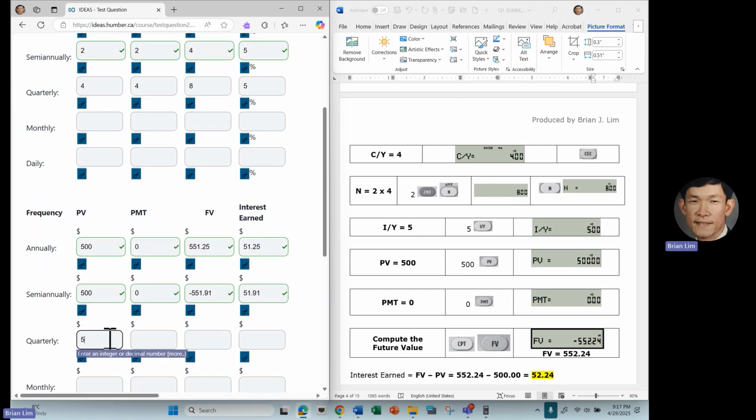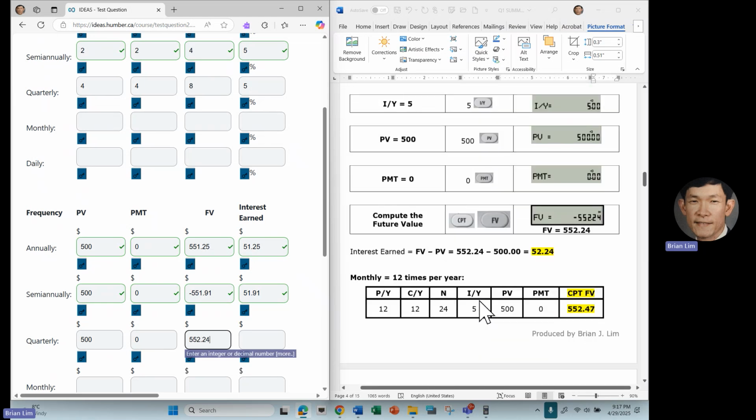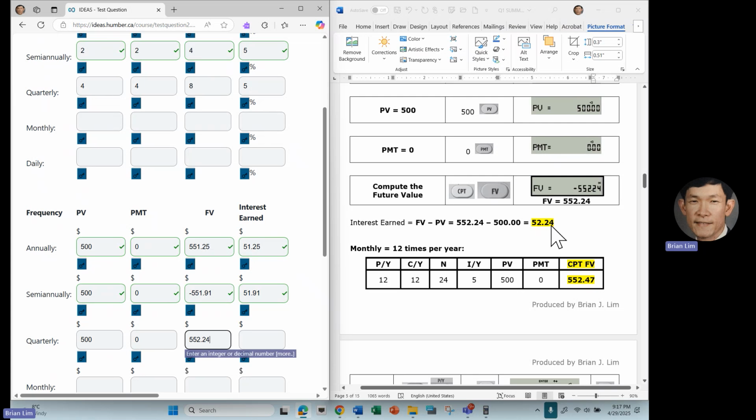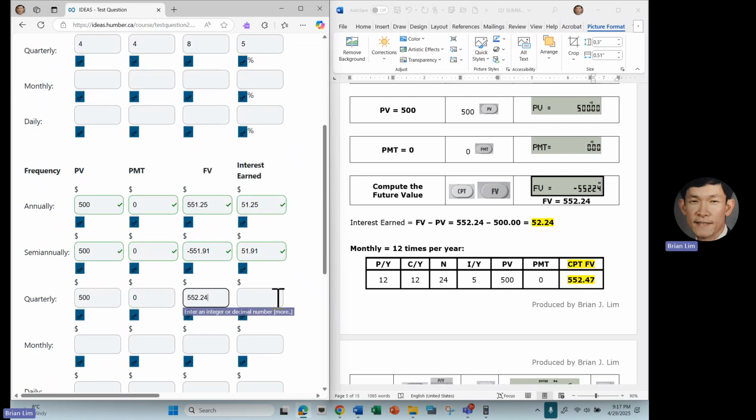So this is still 500. The payment is 0. And this here is 552.24. And then we subtract the present value of 500. So the interest earned will be 52.24. All right, so we've done that. Now we'll go to the monthly.